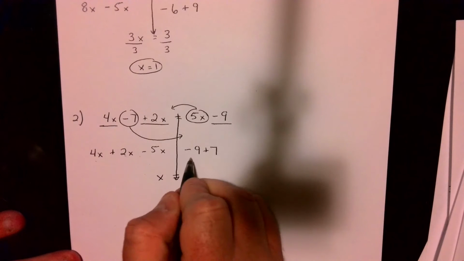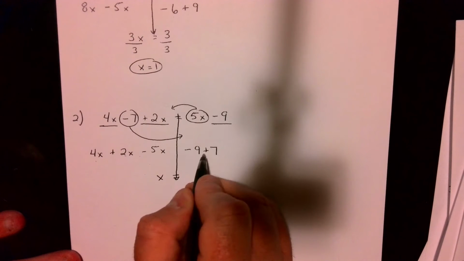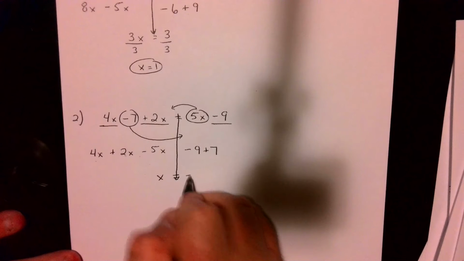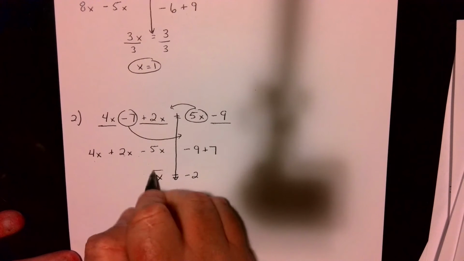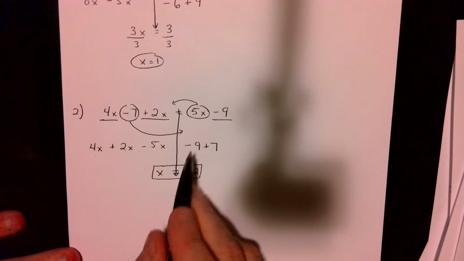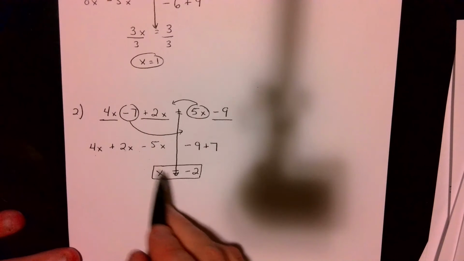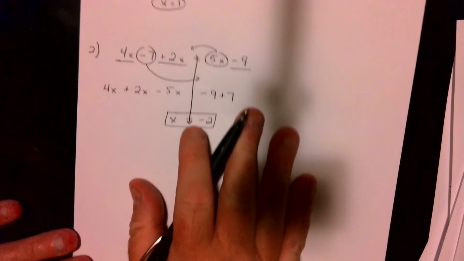On this side, negative 9 plus 7, use your calculator if you need to, you get negative 2. Notice it's 1x, we don't need to divide by anything, so we are actually done on this one. Okay, so the problems are the same way, we just have more steps to do, just more things to move. Let's look at another one.